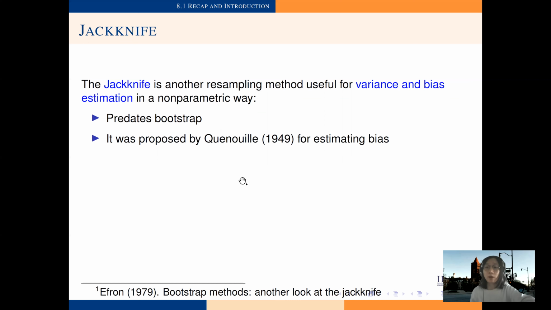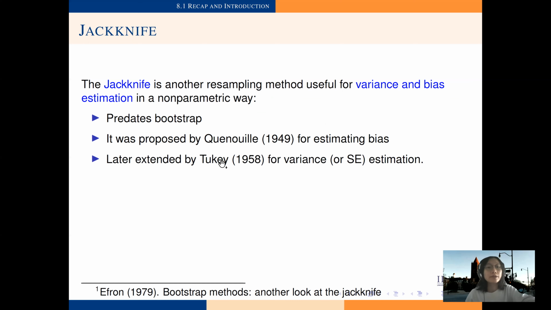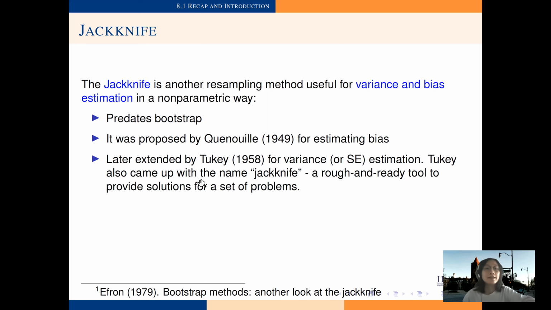So the bias is one characteristic of the sampling distribution. Later on, it was extended by John Tukey in 1958 to the variance, or equivalently, the standard error estimation of an estimator. Tukey also came up with the name jackknife because this way of approximating the variance, standard error, or the bias of an estimator is a rough and ready tool to provide solutions to a set of problems without finding out the specific exact solutions.